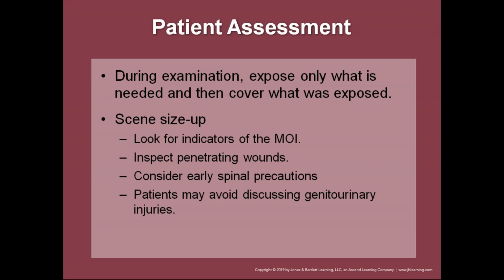You need to do a scene size up. Look for indicators of the MOI. Again, looking at the vehicles, what in that vehicle is damaged or has signs of distortion that could lead me to a higher suspicion of that mechanism of injury. Inspect the penetrating wounds. Consider early spinal precautions.